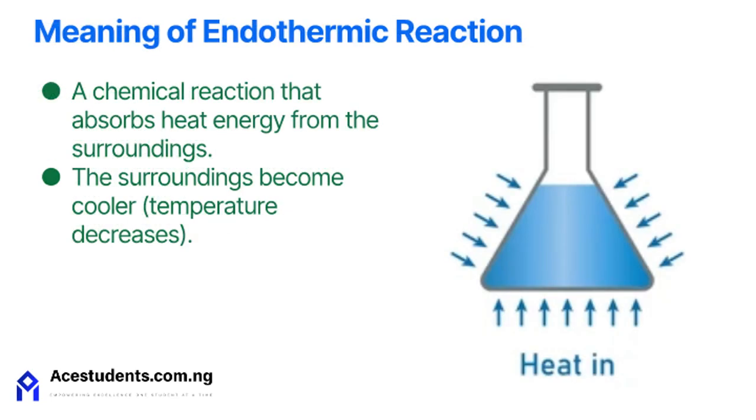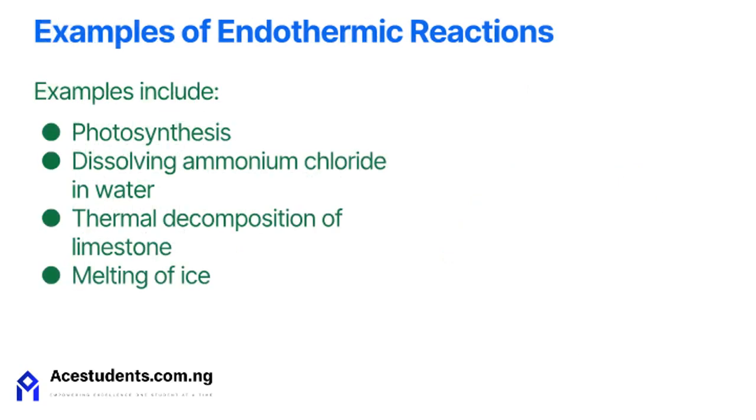On the other hand, an endothermic reaction is a chemical reaction that absorbs heat energy from its surroundings. This makes the environment around the reaction feel cooler as the temperature decreases. Examples of endothermic reactions include photosynthesis, dissolving ammonium chloride in water, the thermal decomposition of limestone, and even the melting of ice.